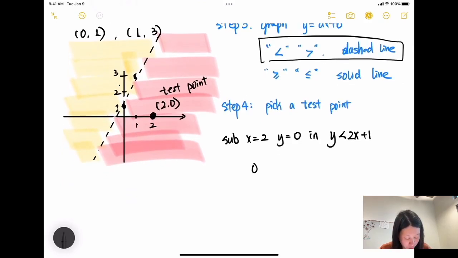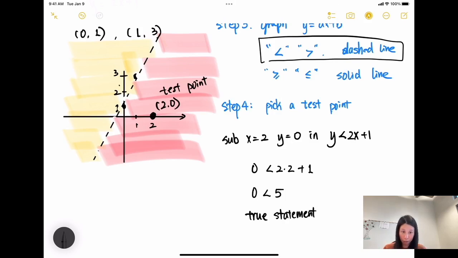So I have 0 less than 2 times 2 plus 1, which is 0 less than 5, right? Is that a true statement? Yes, this is a true statement because 0 is less than 5. So that means the red region would be the shaded area that we're looking for, because the shaded area contains our test point, which gives a true statement.